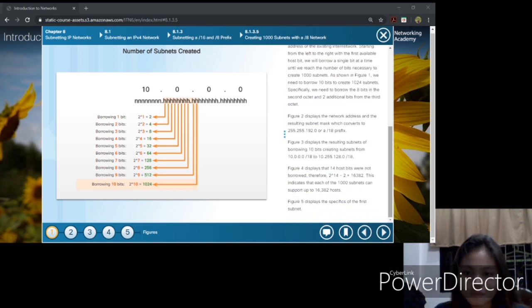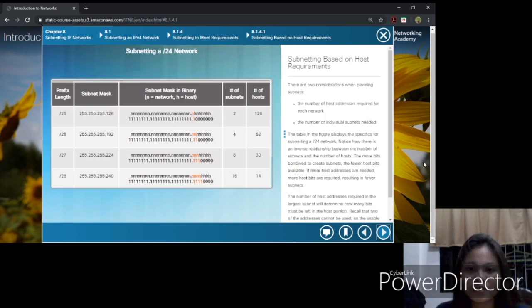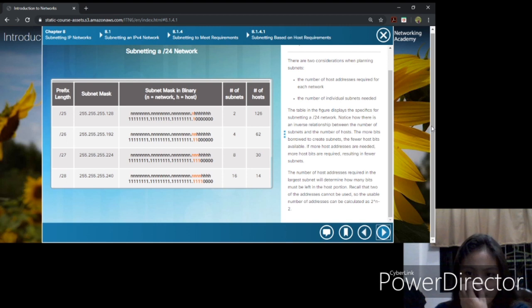Next is subnetting based on the host requirements. There are two considerations when planning subnets: the number of host addresses required for each network, and the number of individual subnets needed. The more bits borrowed to create subnets, the fewer host bits available. If more host addresses are needed, more host bits are required, resulting in fewer subnets. Recall that two of the addresses cannot be used, so the usable number of addresses can be calculated as 2 raised to n minus 2.